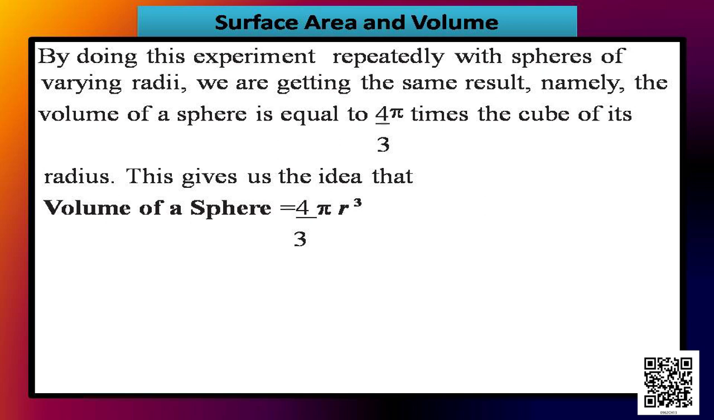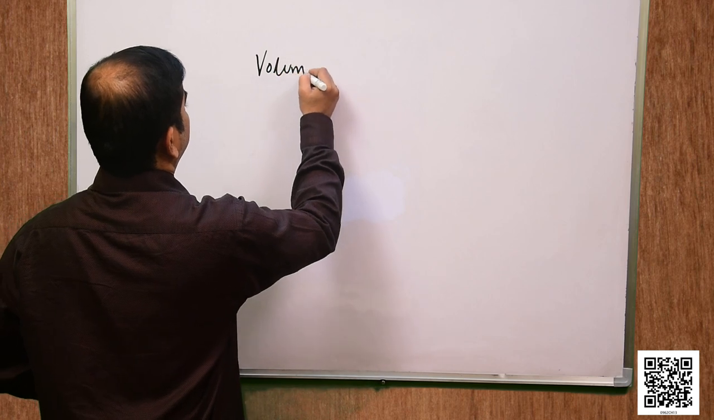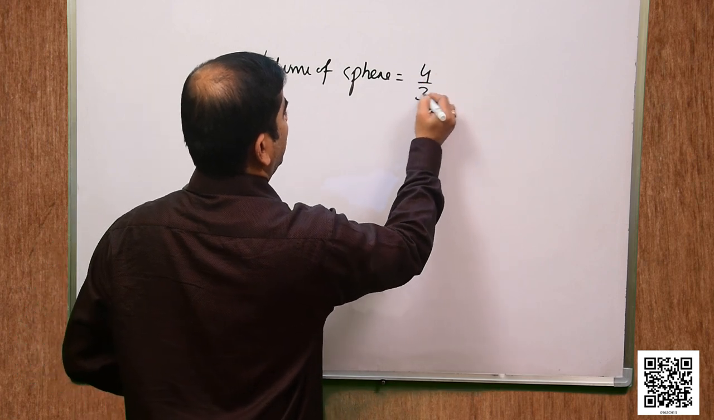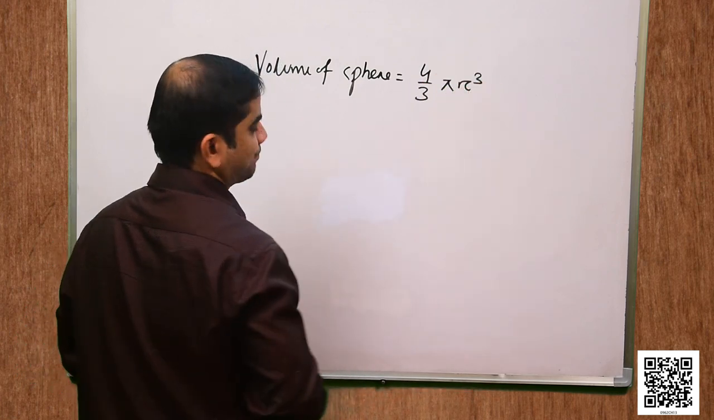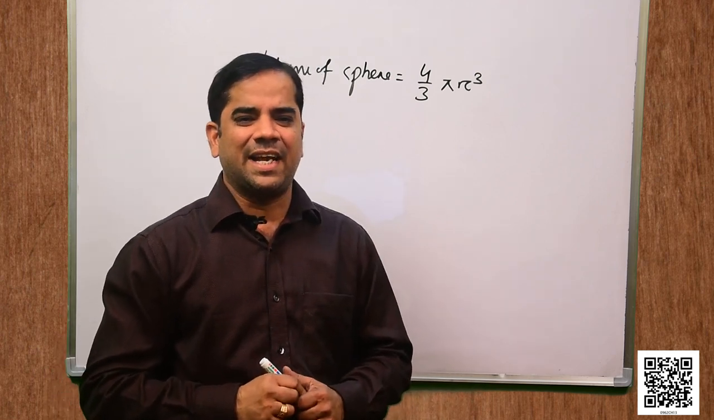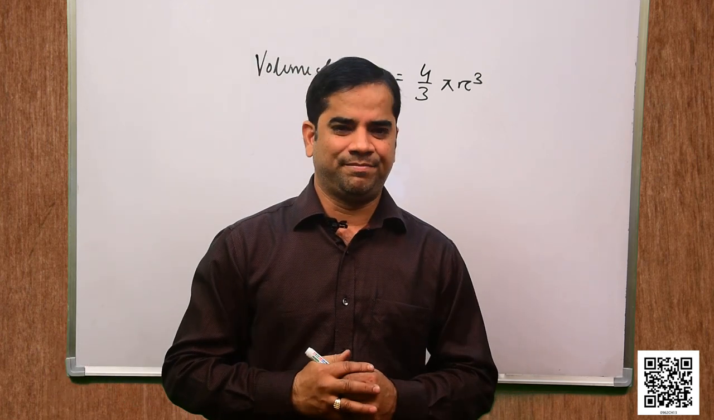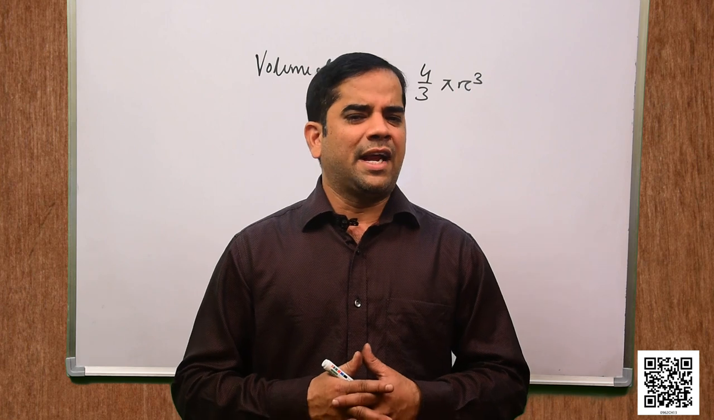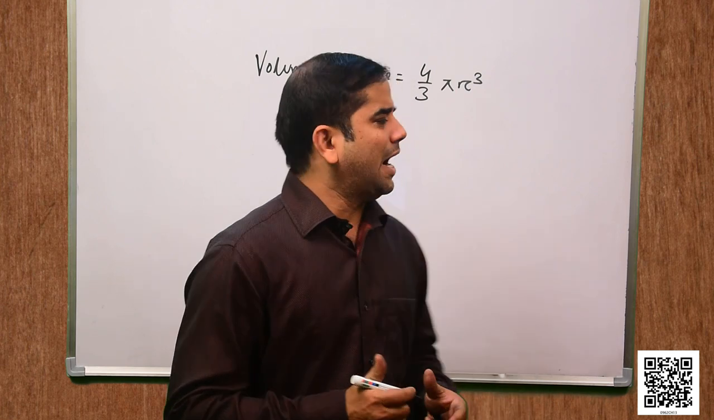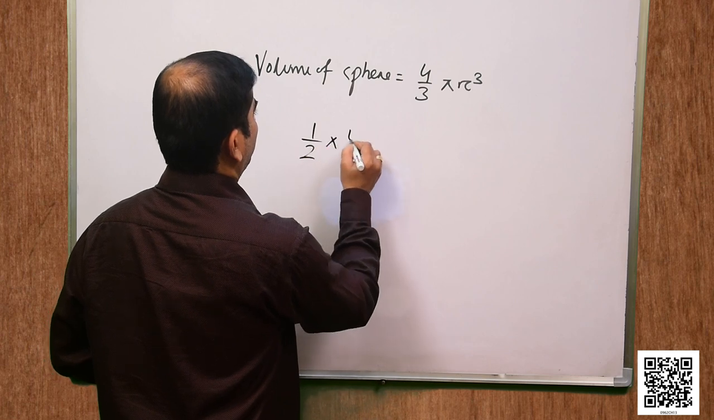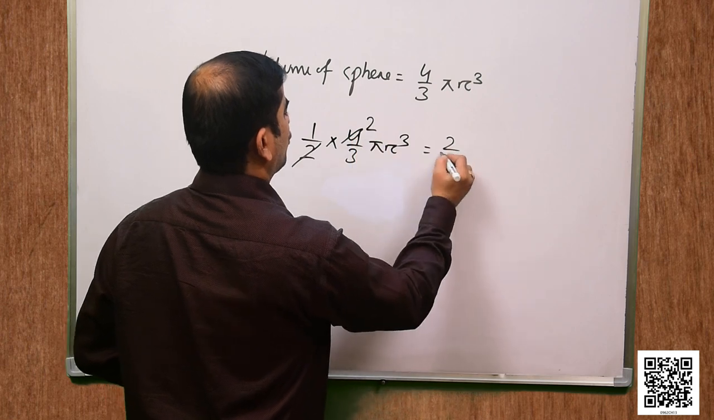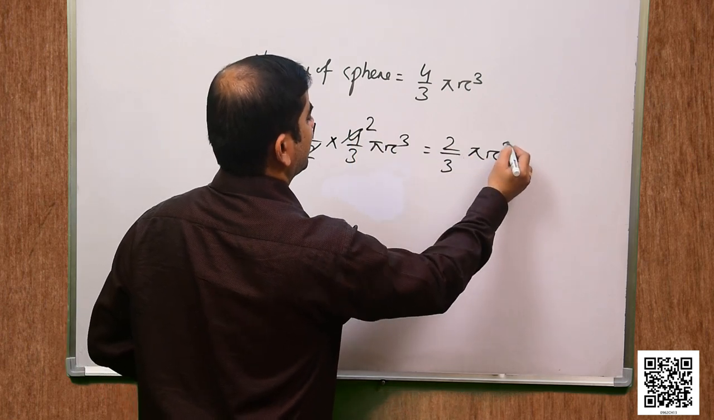So, this gives us the idea that volume of sphere is equal to 4 by 3 pi r cube. And in this case, r is the radius of the sphere. Students, as a hemisphere is half of a sphere, so we can find the volume of hemisphere as half of that of the sphere. That is equal to 2 by 3 pi r cube.